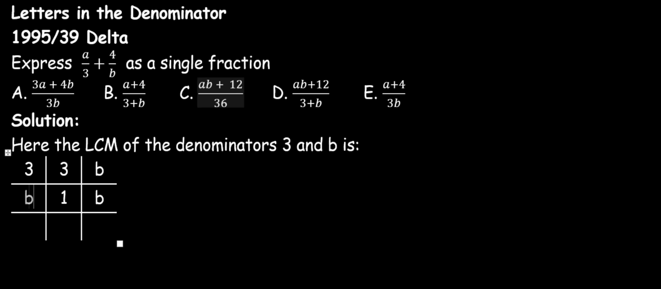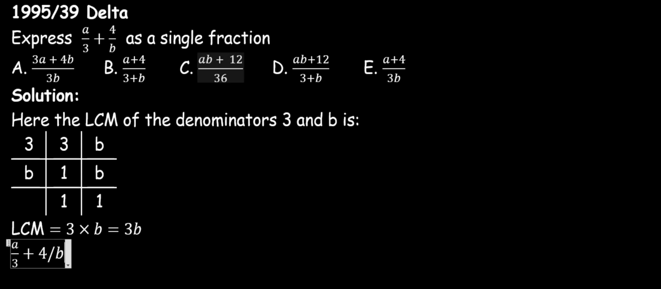Next, we take b. b divide b is 1, you bring the 1 down. Thus, our LCM of 3 and b is equal to 3 times b, which is 3b. So our given problem, a divided by 3 plus 4 divided by b, will be equal to, we write out our LCM 3b, and when 3 divide 3b, we have b. b times a will be ab, plus when b divide 3b, you have 3. 3 times 4 will give you 12. So that's why we have ab plus 12 at the numerator.